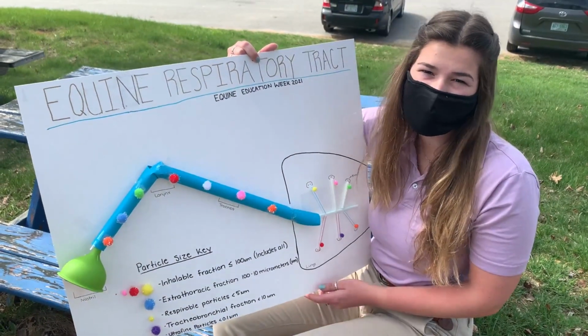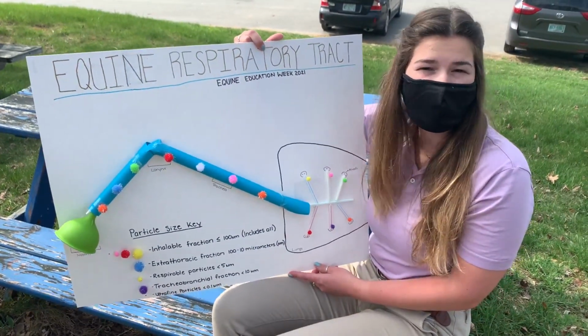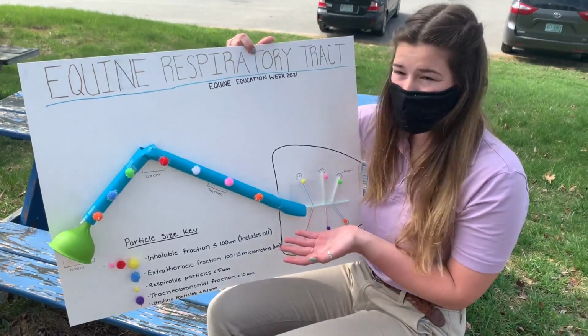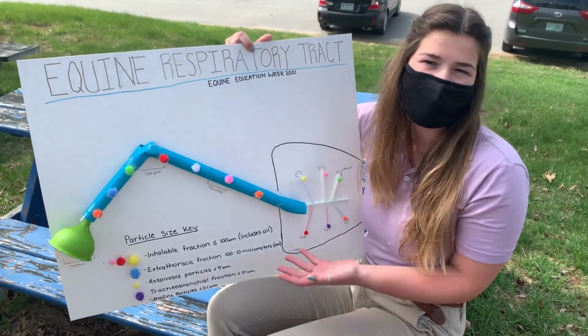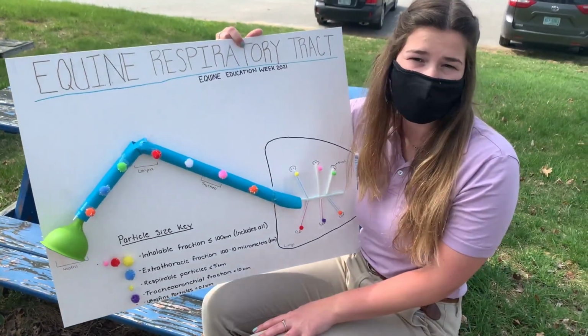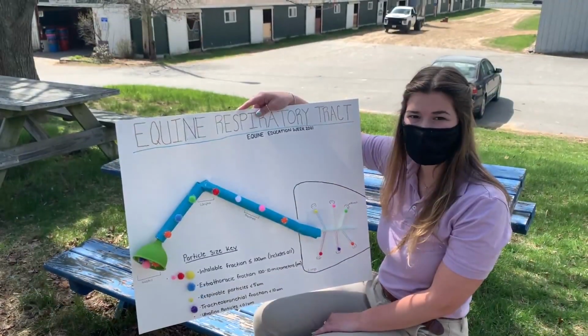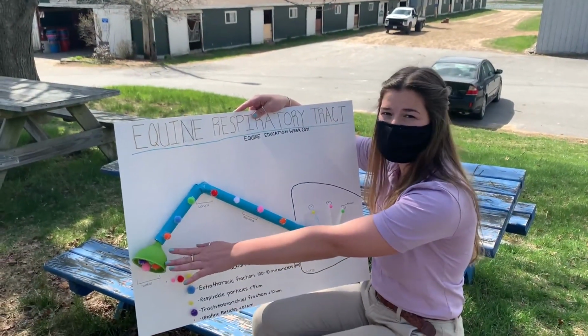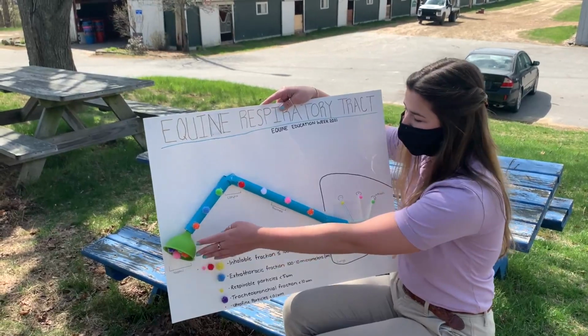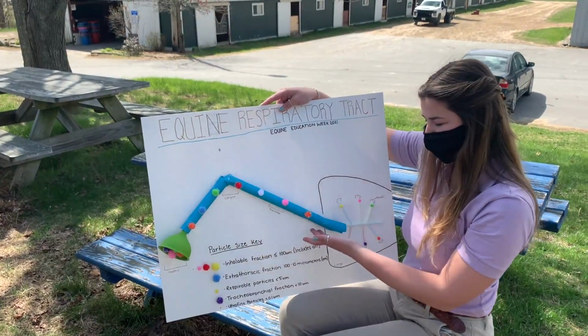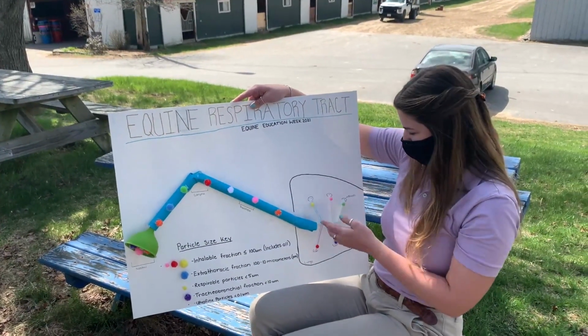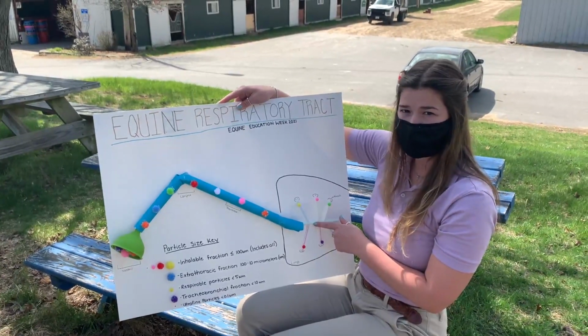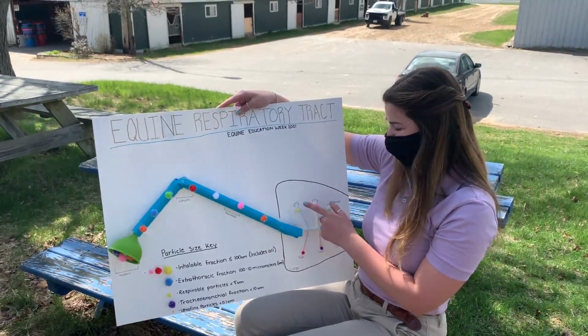Now that we've gone over the different particle sizes, we wanted to give you a homemade example of the respiratory tract to give you a little visual of where these particles actually go in the respiratory system. Starting over here with the green funnel, we have the nostril, up to the larynx, down the trachea, into the lungs, and here the straws signify the bronchioles, and they lead into the alveoli.